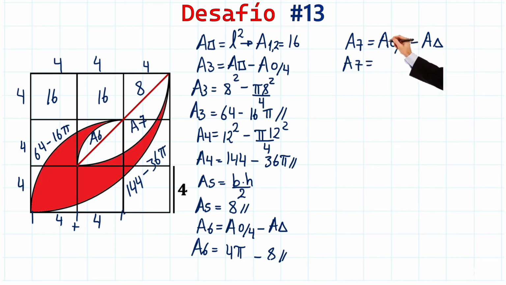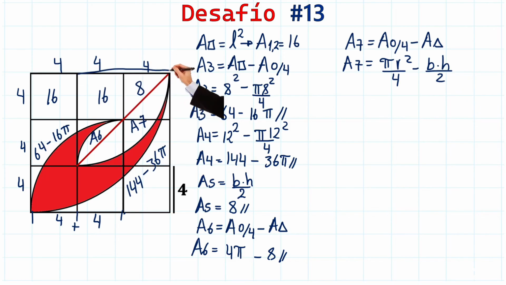What is the formula for a quarter circle? Pi times radius squared over 4. What is the area of the triangle? Base times height divided by 2. Alright, the radius of this quarter circle is this entire part here. Pay attention. So it would be 4 plus 4, which gives us 8. Here we have 8 squared. The base of the triangle would be 4 plus 4, which gives us 8. And the height is also 8 because it is this part here. So we get over 2.